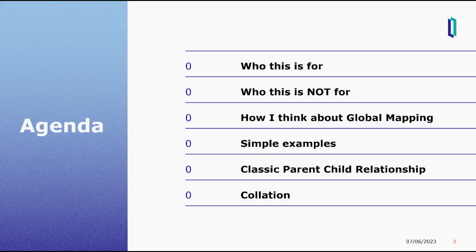Okay, so why are we here? What are we doing? We're going to talk about SQL mapping. Things I'm going to go over are who should be in this room, who should not be in this room, how I think about global mapping, and what I mean when I say global mapping. I have a couple of examples that we can walk through. And then the biggest problem that we run into is collation, so I want to talk a little bit about collation.